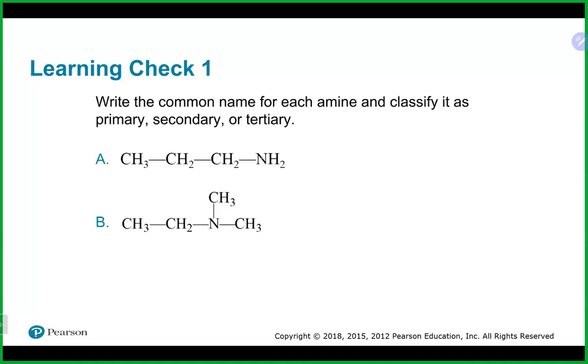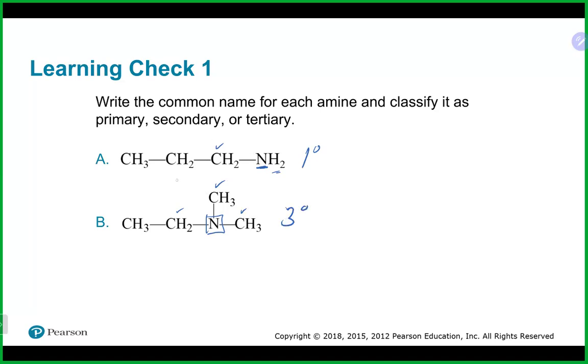In this case, we're going to look at the nitrogen, and what we want to see in terms of classification is how many carbons are directly attached to it. So in this case, it's just one carbon. So this would be a primary amine. It also has a couple of hydrogens, which tells you that as well. If we look at the nitrogen here, it is directly attached to 1, 2, and one more over here makes 3. And that would be a tertiary amine.